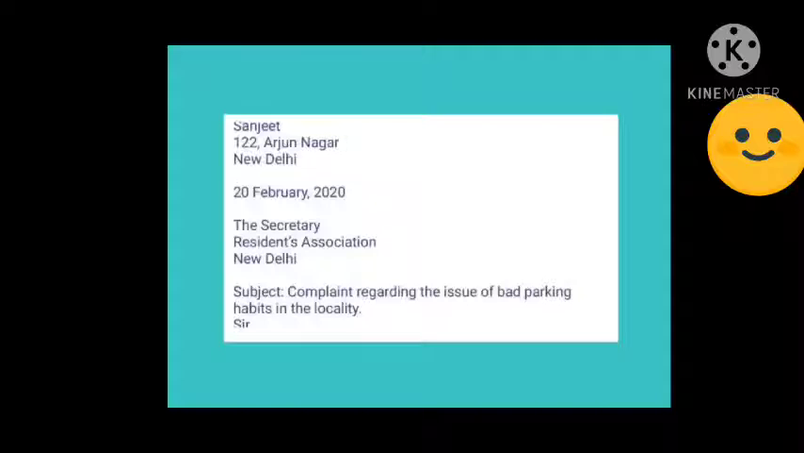What is the subject? The subject tells us what we are going to draft the letter about. So now the letter is a complaint regarding the issue of bad parking, meaning irregular parking habits in the locality. And see that the subject matter should be very concise, very brief, to the point. You should not write this in 3 or 4 lines. 1 or 1.5 lines. The subject should always be very brief.